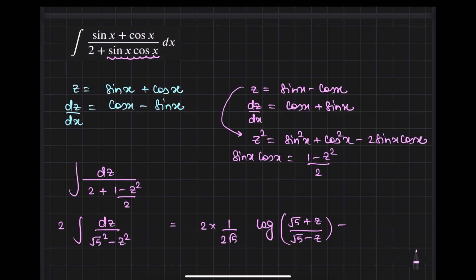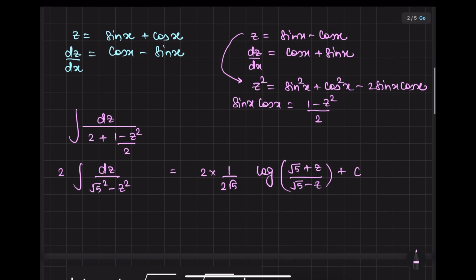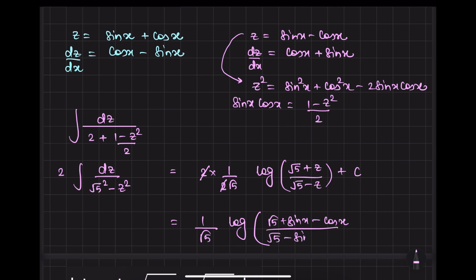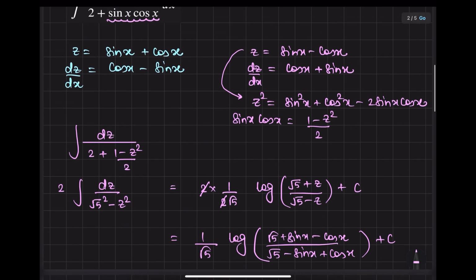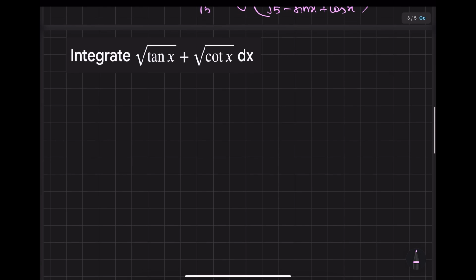Okay, and plus integration constant c. You know that you have to answer in x, so again do the manipulation. So it is log root 5, who is z? Sin x minus cos x. So plus sin x minus cos x, and then root 5 minus sin x plus cos x, and then we have integration constant c. I hope the idea is clear and you guys can connect with these kind of situations.